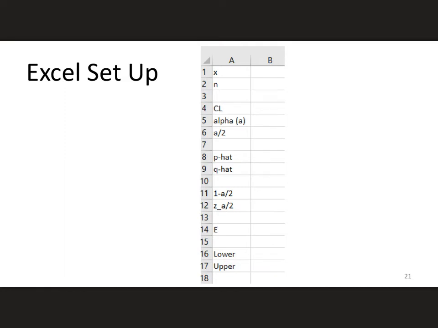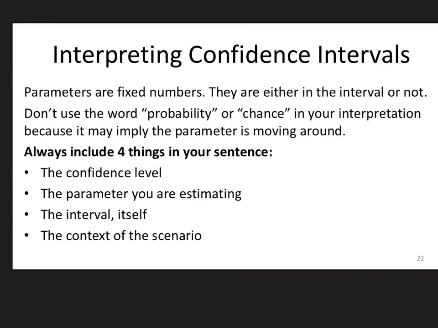So I do my X value, my N value, my confidence level, and then your alpha. And remember, that's going to be 1 minus your confidence level. Then I do alpha divided by 2, P hat, Q hat, 1 minus alpha over 2, and then you'll use that value to find your Z sub alpha over 2. Then you can find your E, and then your lower and your upper. So after you find your confidence interval, you want to make sure that you do that interpretation.